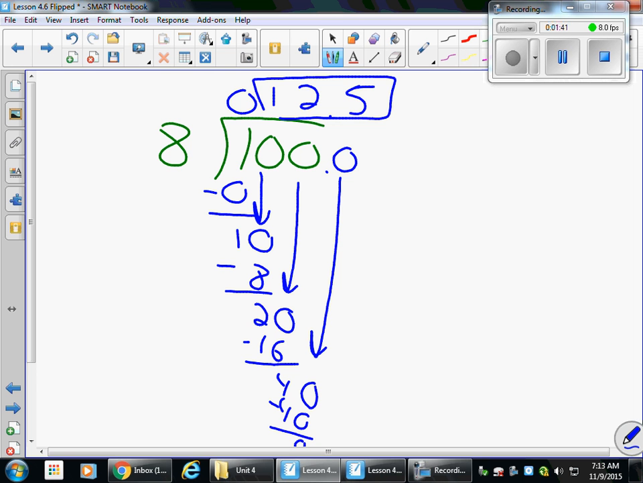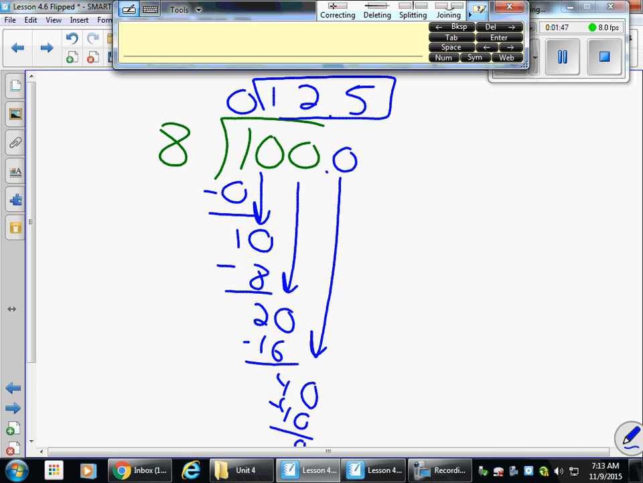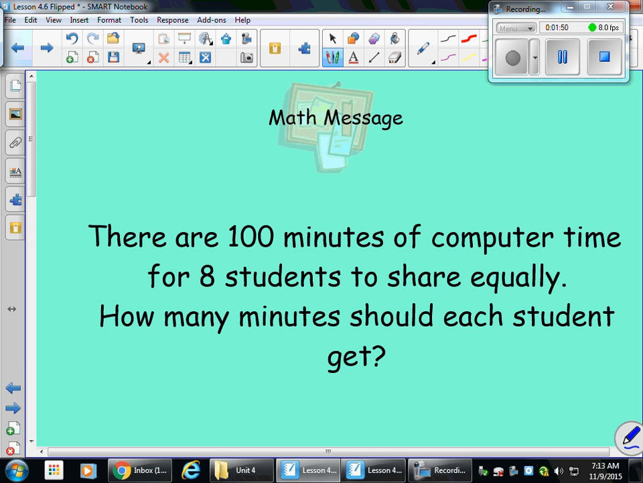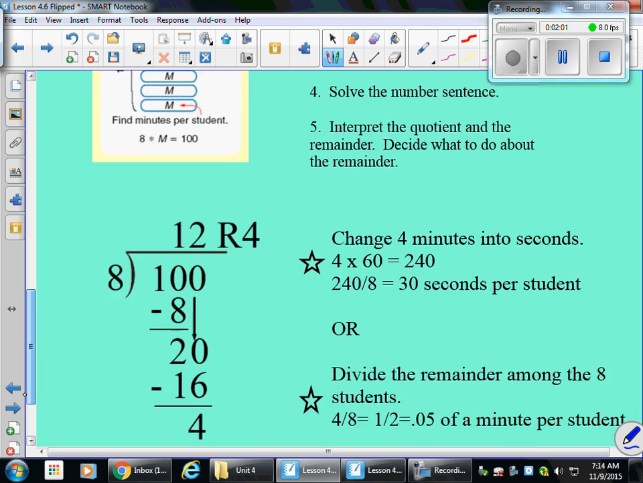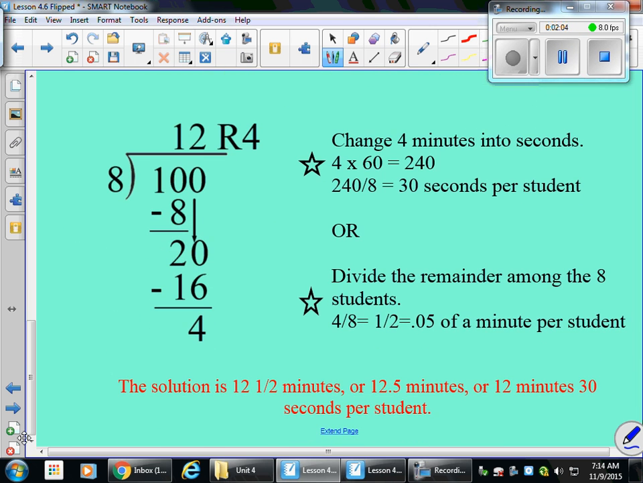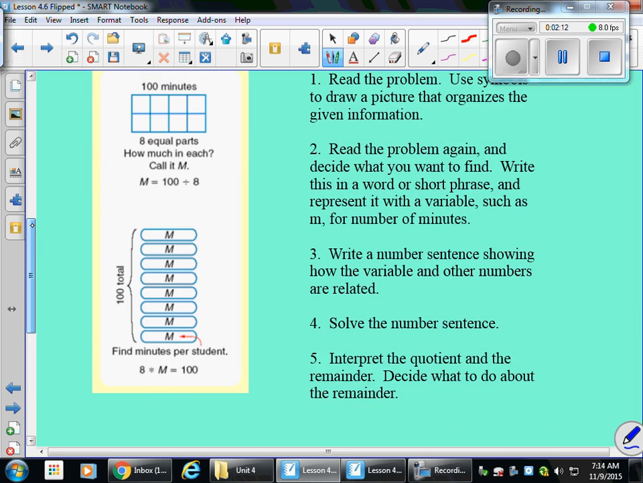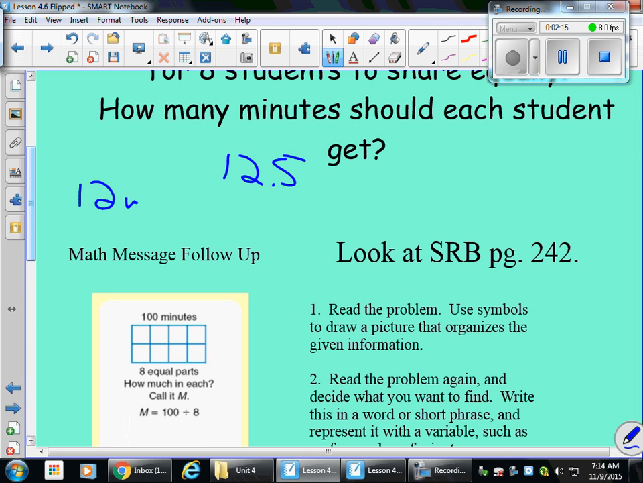I'm going to look at this answer, and I'm going to take a look at the question again. There are 100 minutes. My answer is 12.5. Each student gets 12.5 minutes. So what does that mean? 12.5 minutes would mean 12 minutes and half of a minute. So we know 0.5, half a minute, would be 30 seconds. My answer is 12 minutes and 30 seconds that each student gets.